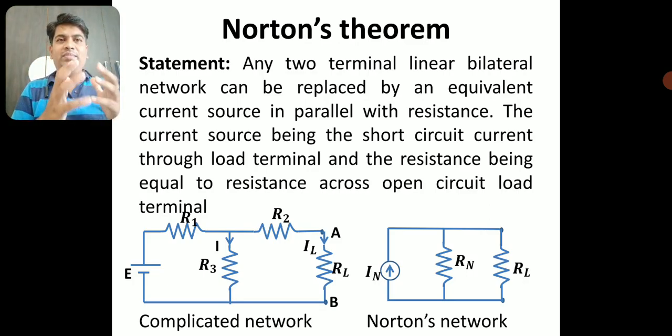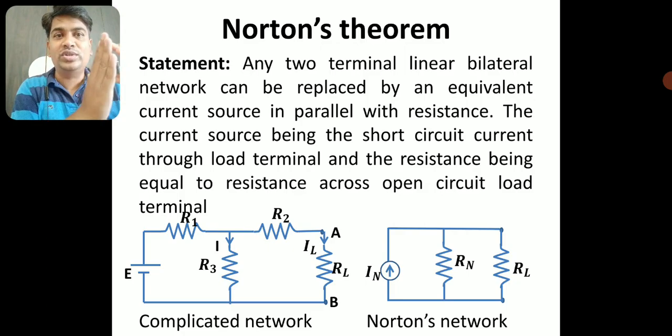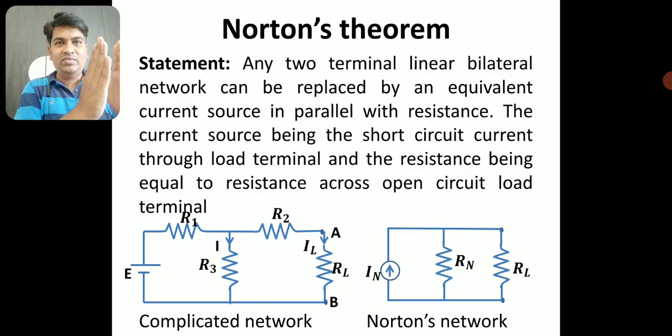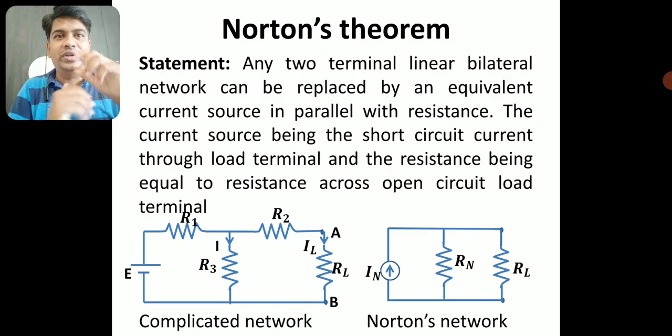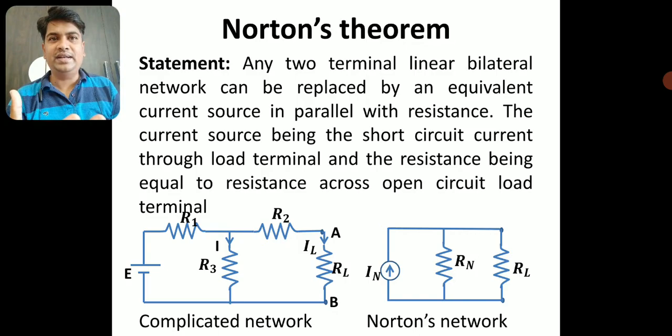Exactly in a similar way, I am telling the Norton's theorem that this complicated network can be equivalent to this simple network, but this time it is a current source. This current source is equal to the short circuit current across this load terminal, in parallel with a resistance, and this resistance is equal to the effective resistance across this load terminal. So overall, the theme is that a complicated network, a linear bilateral network, can be equivalent to this simple network.